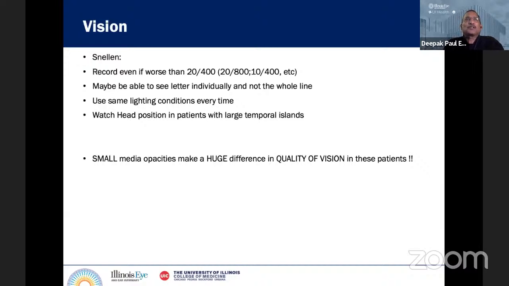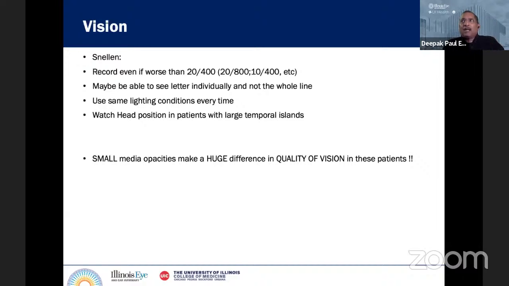Another pearl I'd like to share with you is that very small media opacities make a huge difference in the quality of vision in these patients. Patients who have 20/20 vision or whatever level of vision, you might have a small corneal scar that's recent, or more commonly, mild posterior capsular opacification, or some other stuff going on in the media that makes a difference. And the patients will complain bitterly of changes. A little bit of change in refraction, a little bit of nuclear sclerosis makes a huge change in the vision.